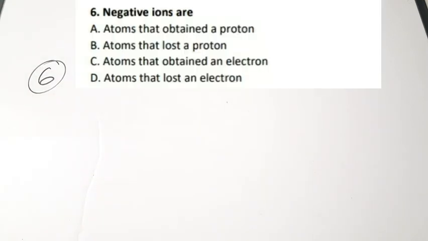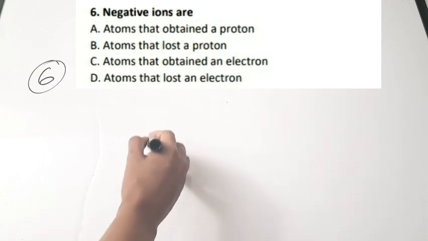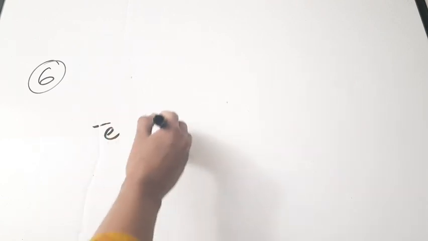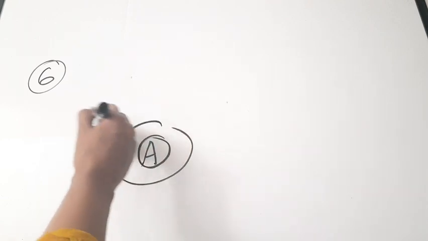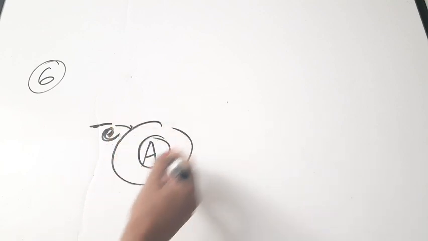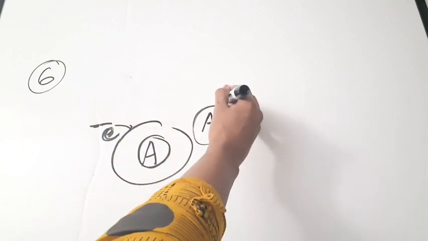Then the sixth question. Negative ions are dash. A, atoms that obtained a proton. B, atoms that lost a proton. C, atoms that obtained an electron. D, atoms that lost an electron. We know that generally an atom has the same number of electrons and protons, but when they receive an excess electron, they will be considered negative ions.